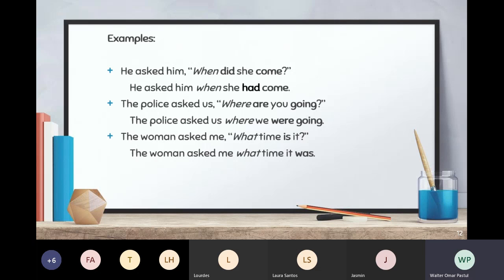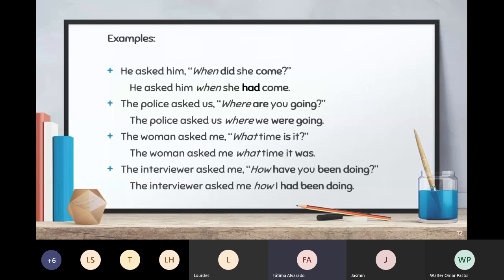Next one. The woman asked me, what time is it? The woman asked me what time it was. That is the correct way. Questions? No? Good. So remember, in here you keep the double H word and then you change the question into a statement and you use the shifting of the verb. One more, right? How have you been doing? How I had been doing. So be careful when changing.